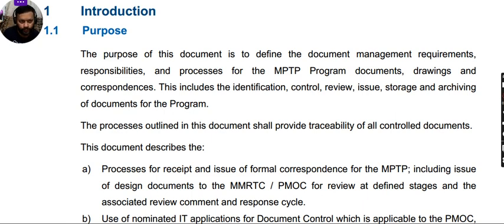Welcome to Document Control Introduction. Let us start with purpose. The purpose of this document is to define the document management requirements, responsibilities, and processes for the MPTP program documents.